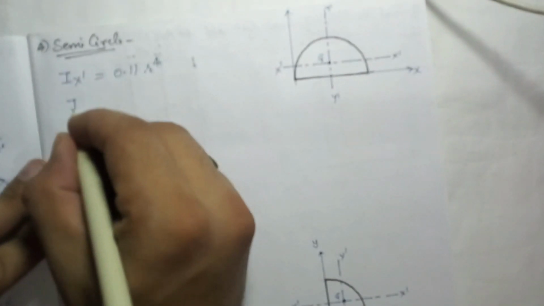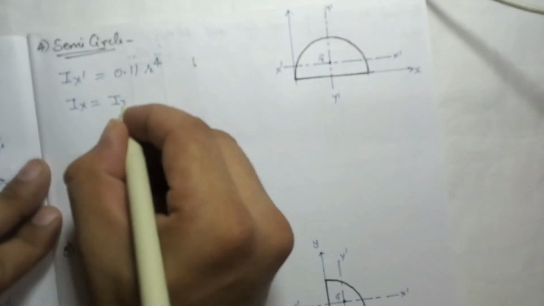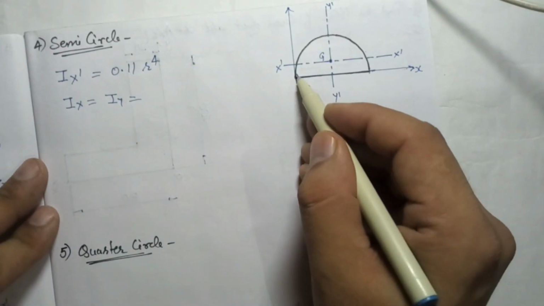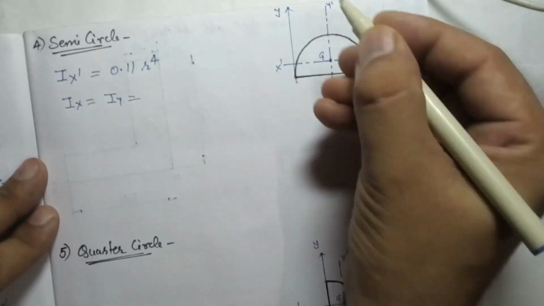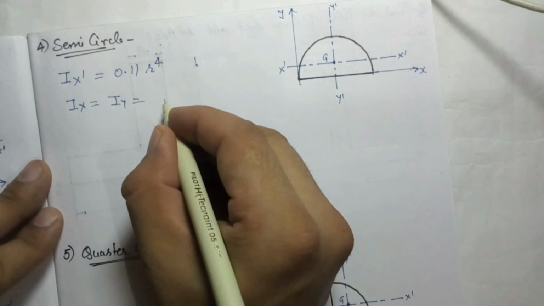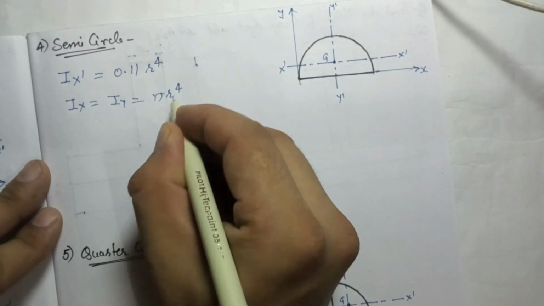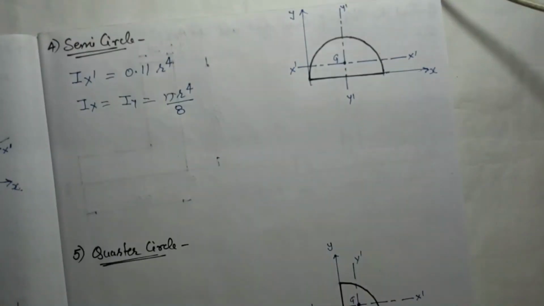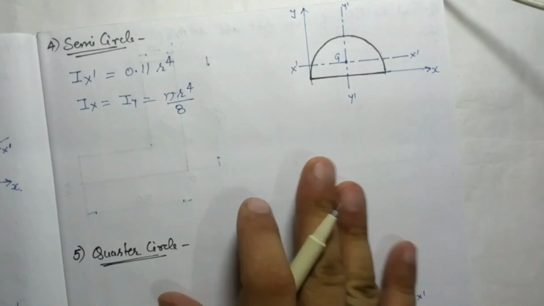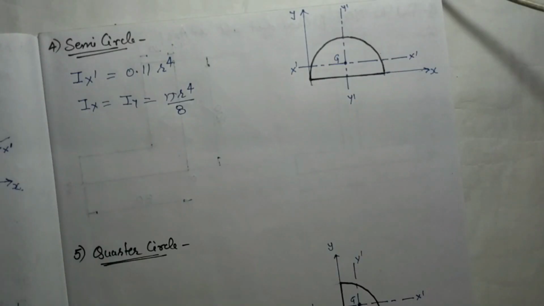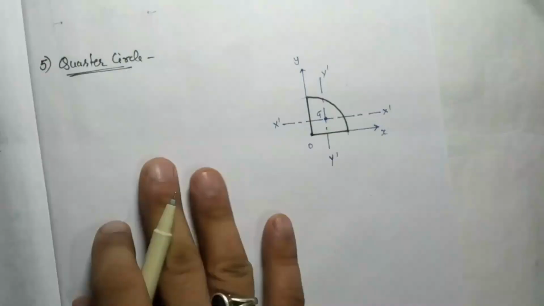And about the x-axis or y-axis, so this is the y-axis and this is y dash, x dash. So the x-axis or y-axis moment of inertia is equal to pi r power 4 divided by 8. In our syllabus we have to apply the direct formulas, so that is why I am not going for the derivation of this. Now let's see the case of a quarter circle.